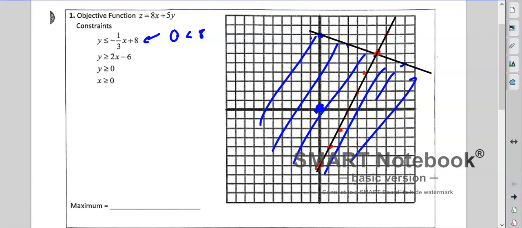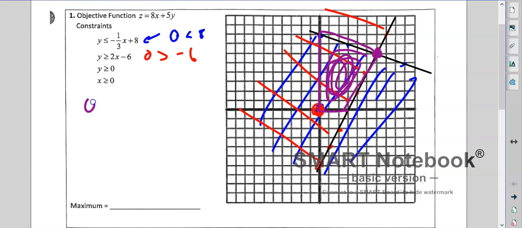So I'll plug in 0, 0. 0 is greater than or equal to negative 6. Okay, well, that's a true statement. So again, I'm going to shade where this is. So I'm going to shade this way. Now, where is my overlapping area? My overlapping area is from this point right here, over to here, down to here, over to here, and back up. So this is my feasible region right there.